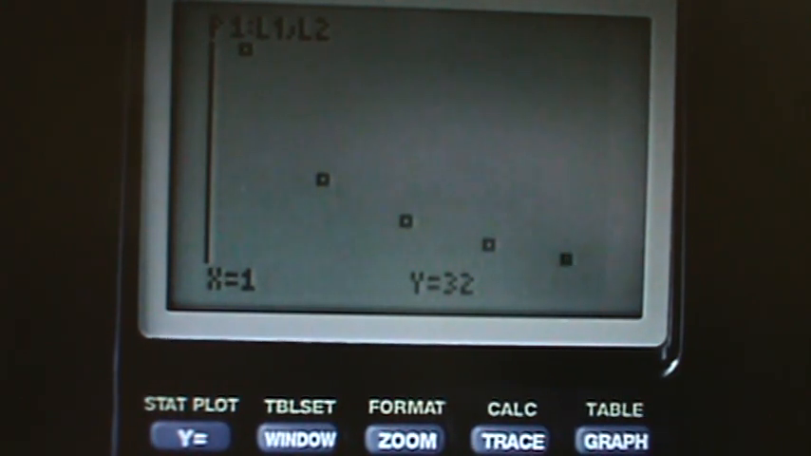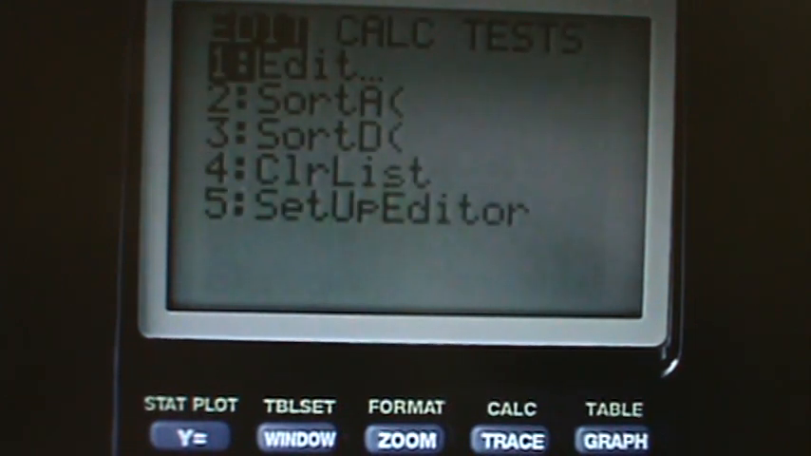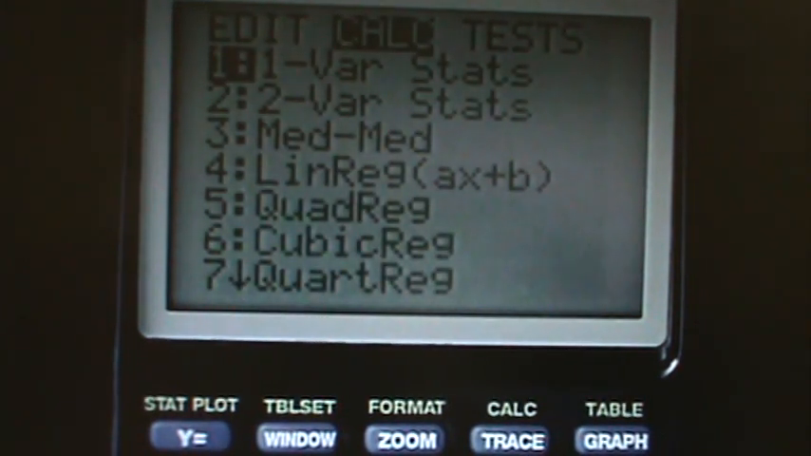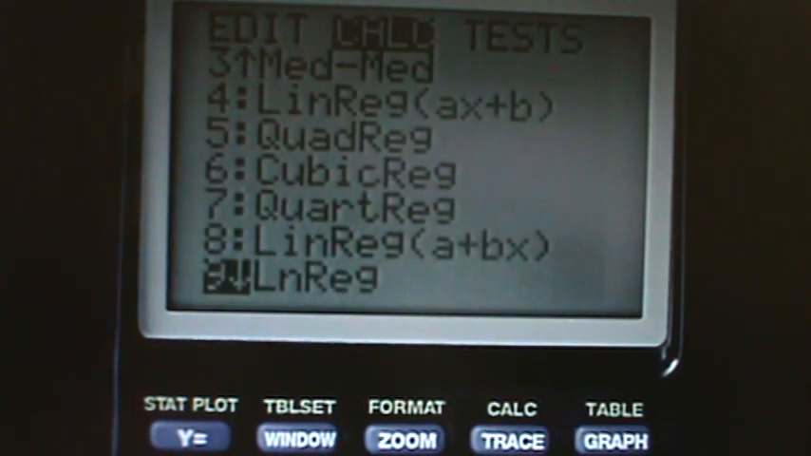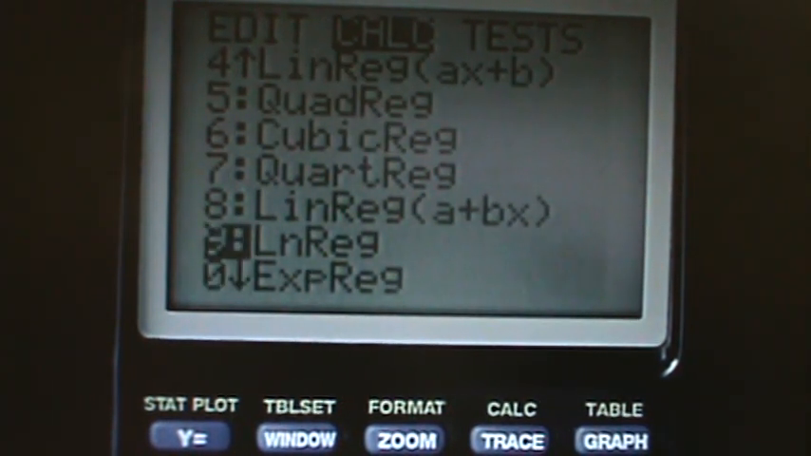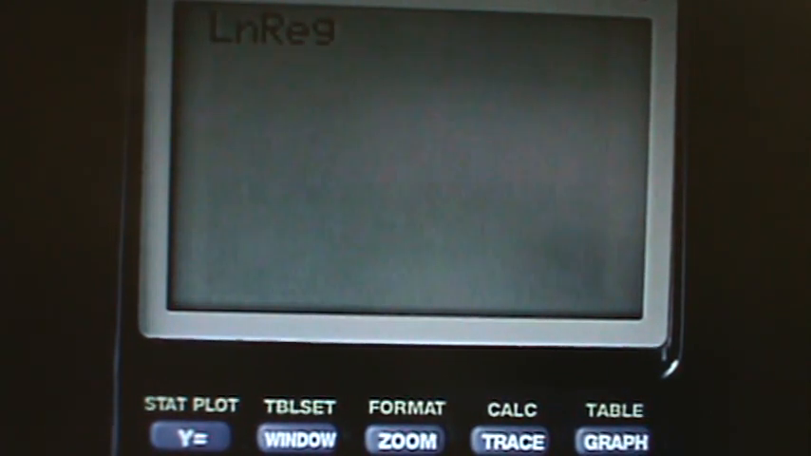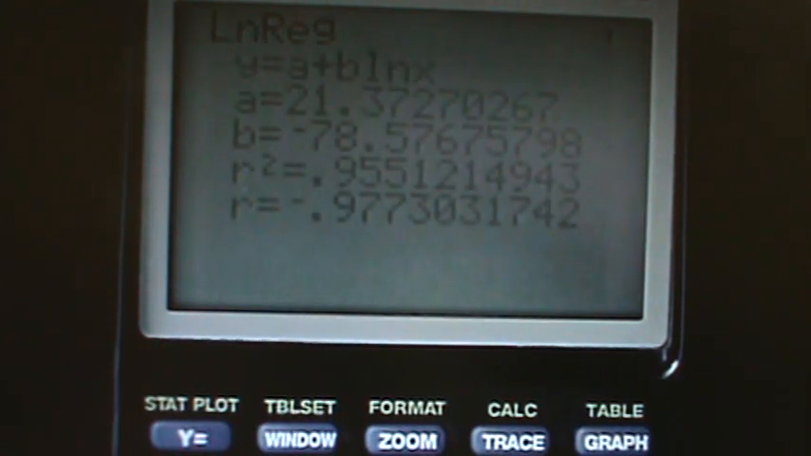We'll press stat. And then we want to calculate, so I'll cursor over to calculate, and we'll choose one of the models. Let's use the natural log model. It's item number 9, the LN regression. We could choose a couple of others logically, I suppose, but let's just use this one for our discussion purposes.